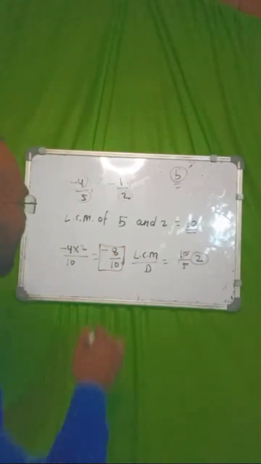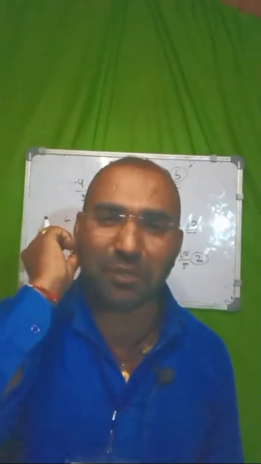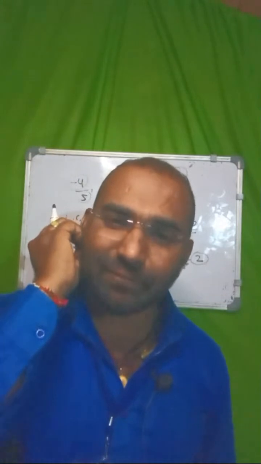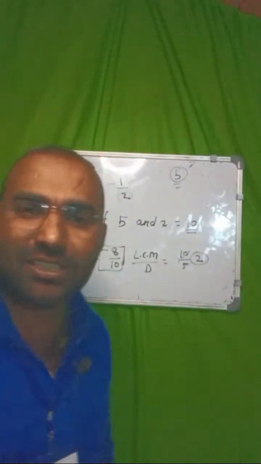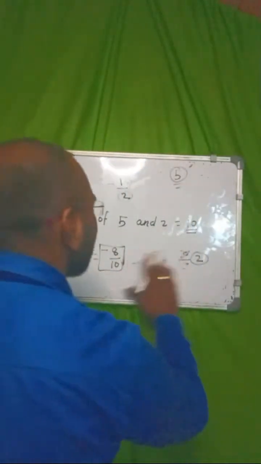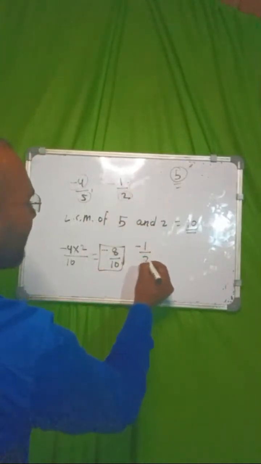Is this clear to everyone, how we got minus 8 divided by 10? If you have any confusion, then you can ask. And if you don't have any confusion, then we will move on to the next step. Yes, sir, it's clear. Good. Now let's see the second rational number, that is minus 1 divided by 2.